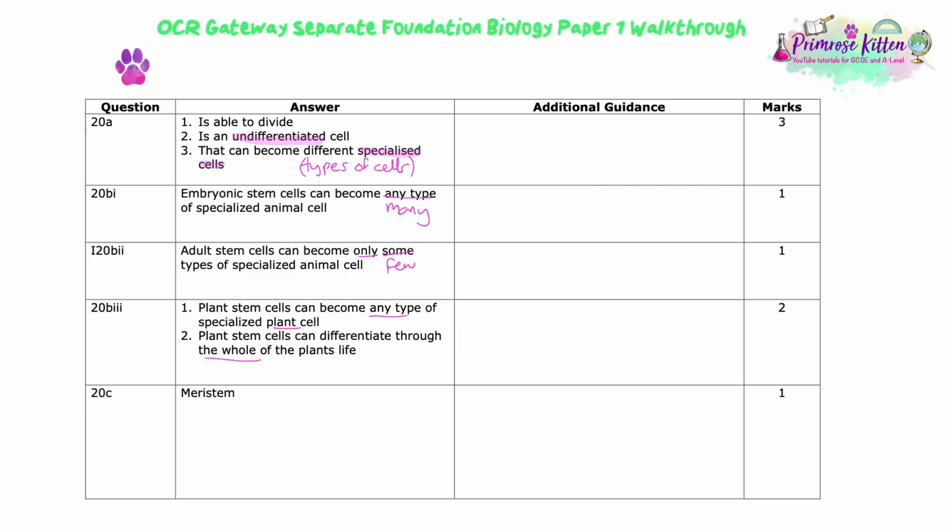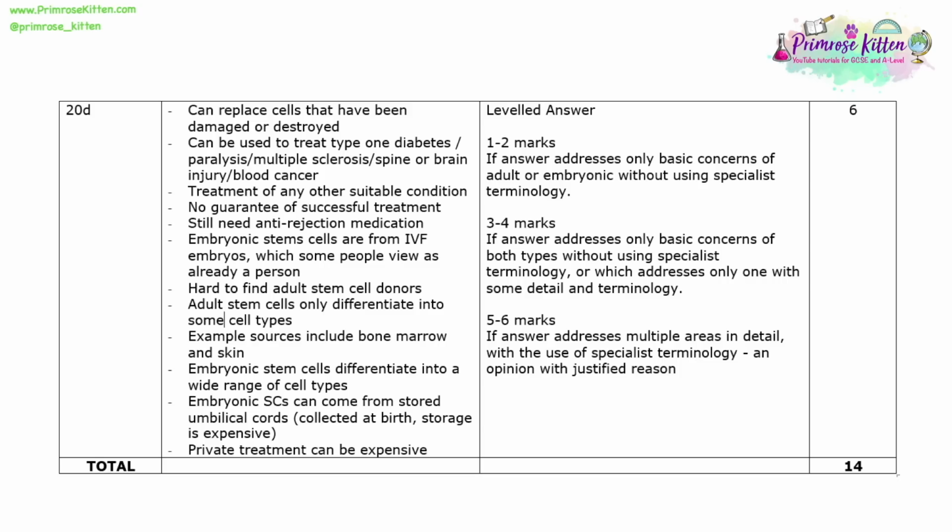And then we've just got meristem for part C. Okay, so the mark scheme for D, we have a very long list of what we call indicative content. It doesn't mean that you have to have all these points in order to get the marks, because you'll see on the right-hand side, it's a levelled answer. So you need to have used this content in your answer, not necessarily all of it.